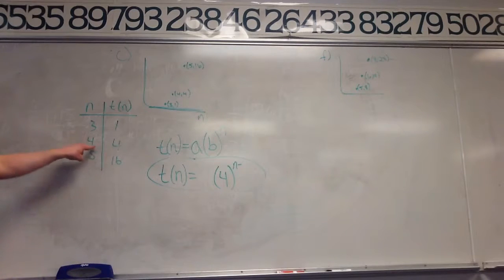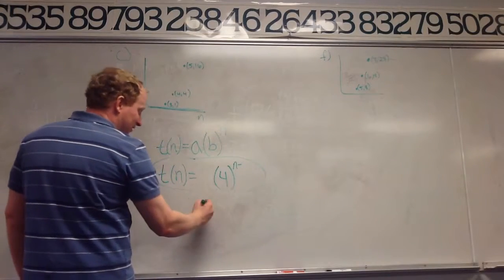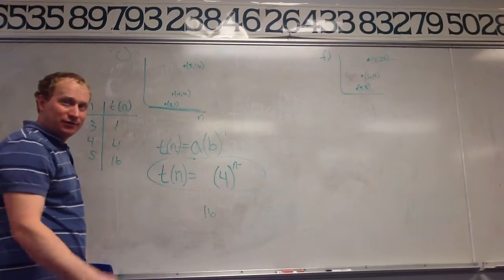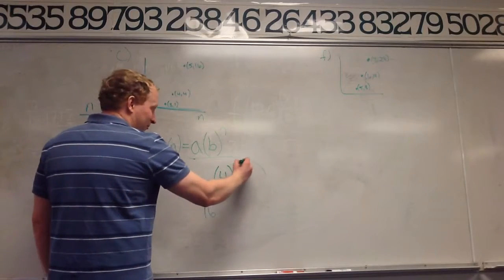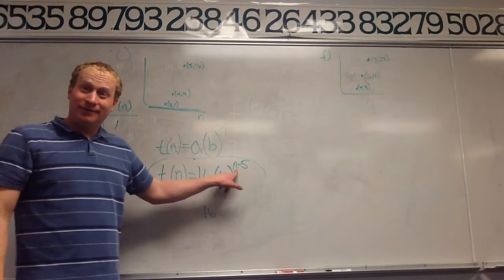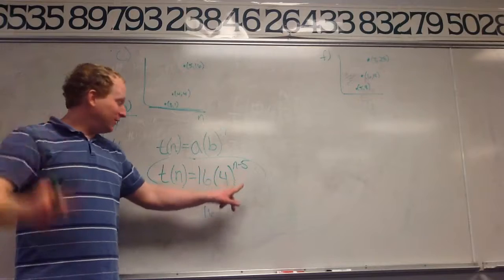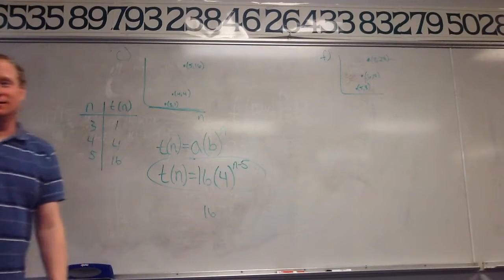Just remember, if you plug this 5 right here, you should get 16 as your answer. So the whole goal is, better put a 5 right here and 16 right here. Because guess what? If you put 5, 5 minus 5 is 0. Anything to the 0 power is 1. 1 times 16, I get 16. That would work also.